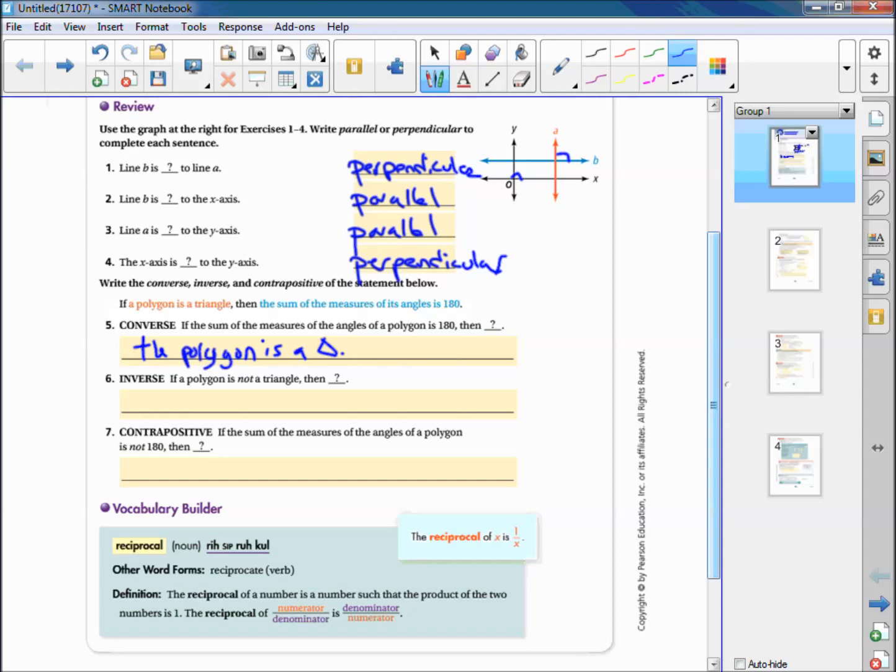The inverse is to negate the hypothesis and the conclusion, and I've already done the negation of the hypothesis for us. If a polygon is not a triangle, then the sum of the measures of its angles is not 180 degrees. So the contrapositive is to flip it around and negate it. So if the sum of the measures of the angles of a polygon is not 180, then it is not a triangle.